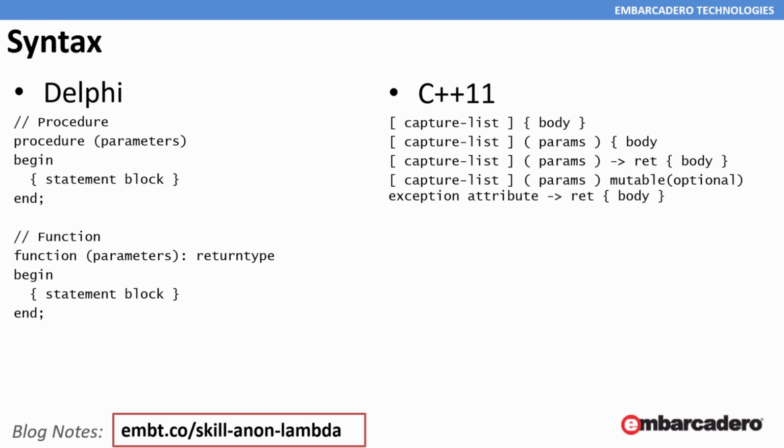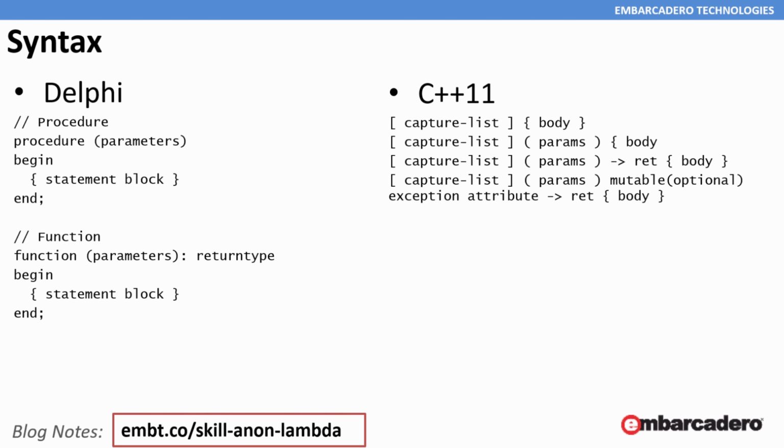This slide has a quick look at the syntax for Delphi and C++Builder anonymous methods and lambdas. For Delphi, it's a procedure or function with no name. It might take parameters and then statements inside of a statement block. For C++11, there's a capture list and the body without a name. Or you can have a capture list and some parameters and the body. Or you can have the capture list, some parameters, and a return type, and then the body of statements. Or a capture list with parameters. It can be mutable, that's optional. There can be an exception attribute, a return value, and then the body of the function.